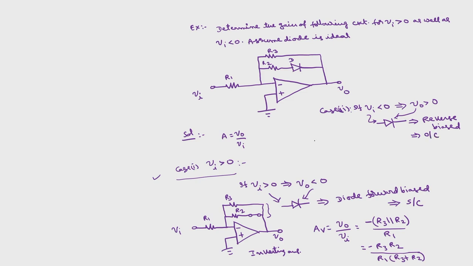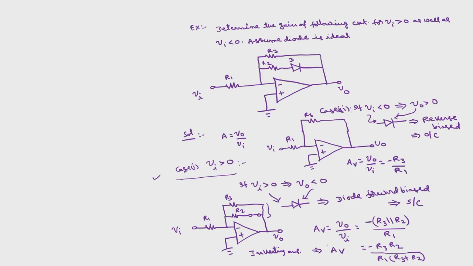So, now what will be the equivalent circuit? This is R1, Vi, this will be grounded. So this is R2, but here this is open circuited. This is R3. Because of this open circuit, this part will not be there. Simply R3 will be there in the feedback resistance. Therefore, what is the gain? Simply minus R3 by R1. This is the gain with Vi greater than 0, and this is the gain with Vi less than 0.